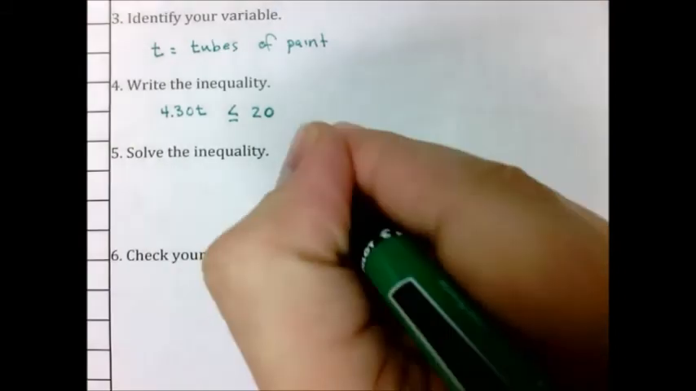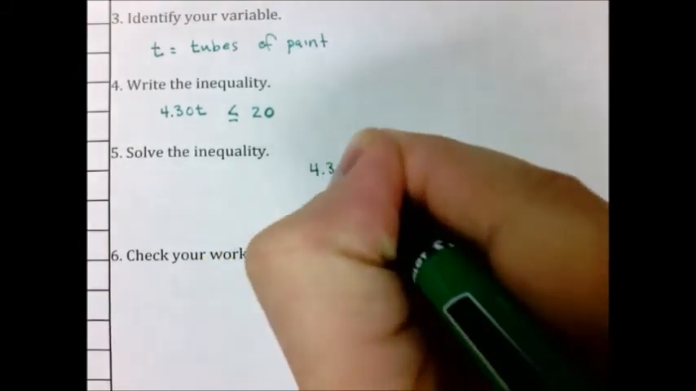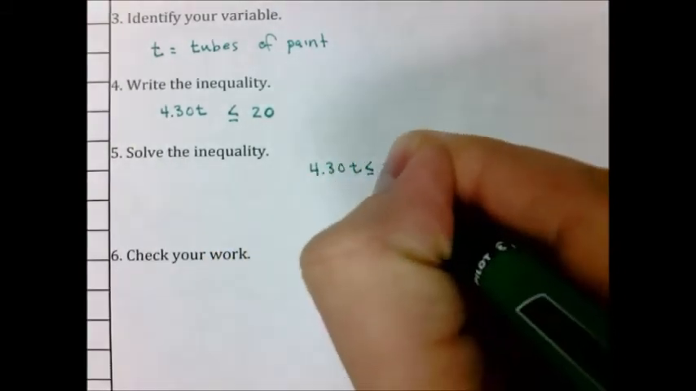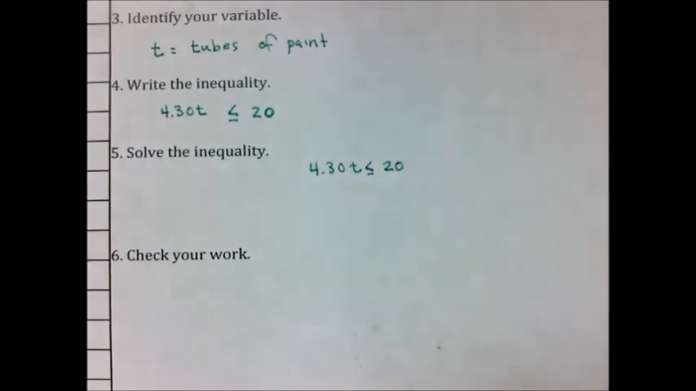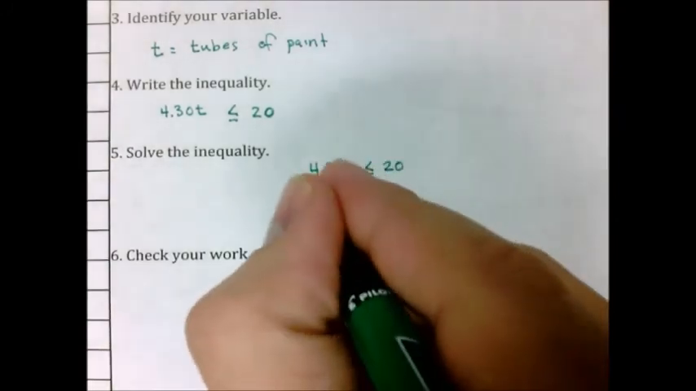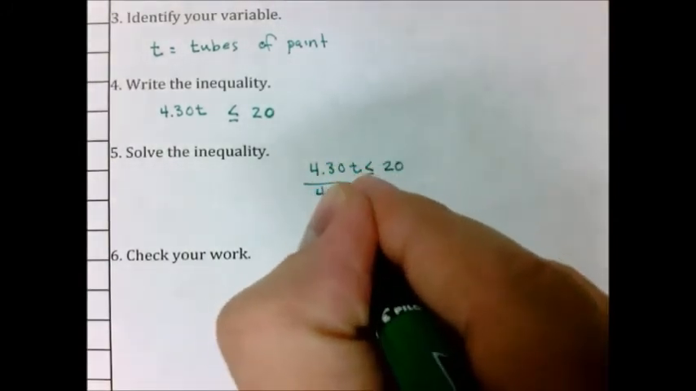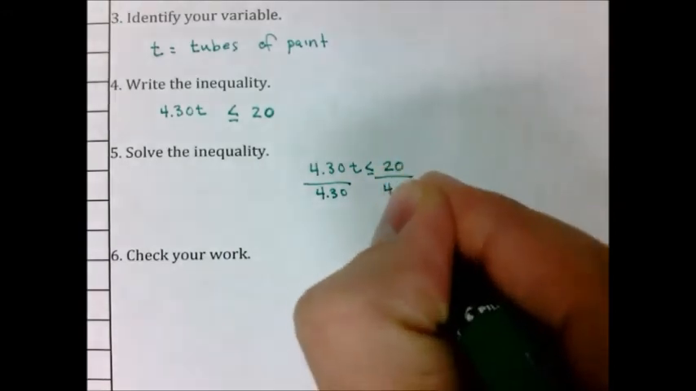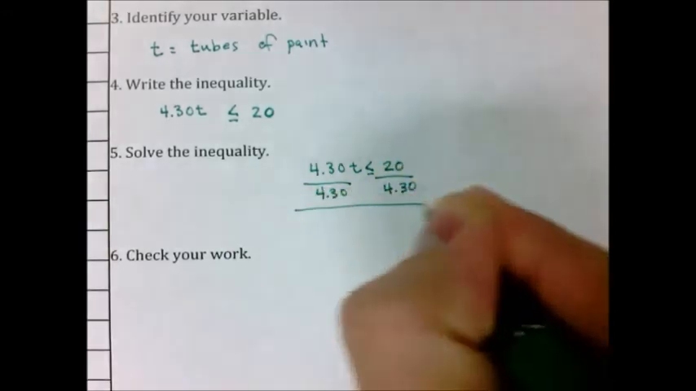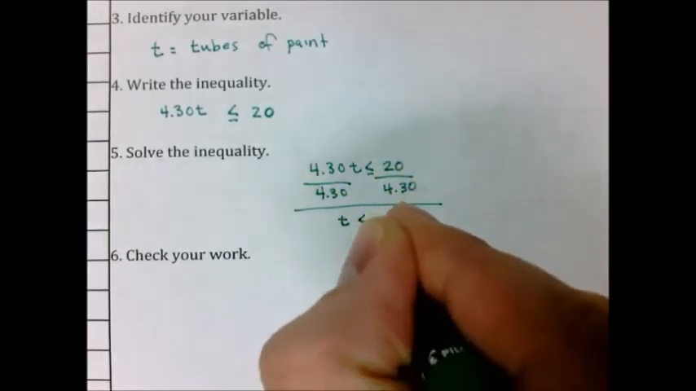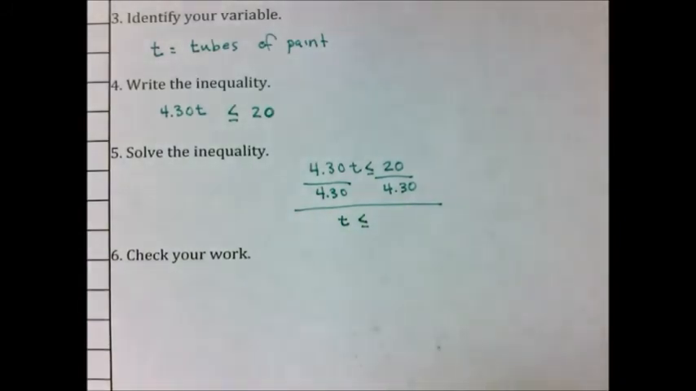Okay, so let's move this down and solve this inequality. We've got $4.30 times t is less than or equal to 20. Now we just have to do a little bit of math. The first thing we're going to do is divide by $4.30, because that's going to get t by itself. And so we end up getting t is less than or equal to 20 divided by $4.30, which is not an easy one to do in your head.